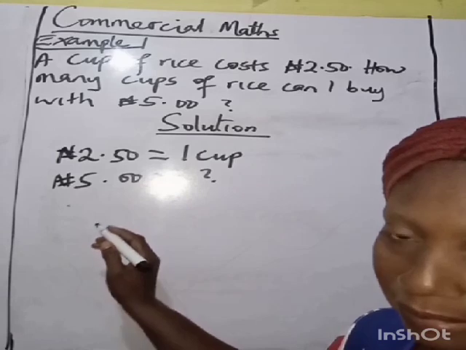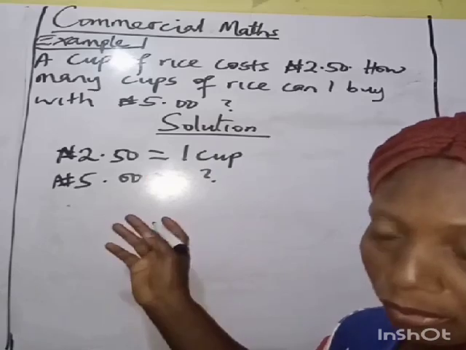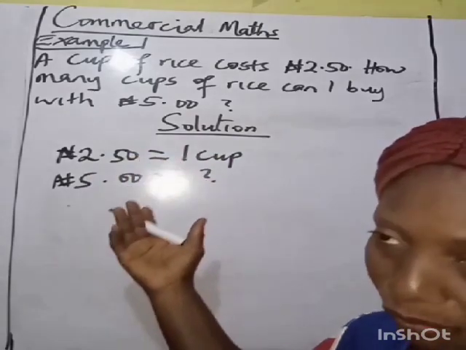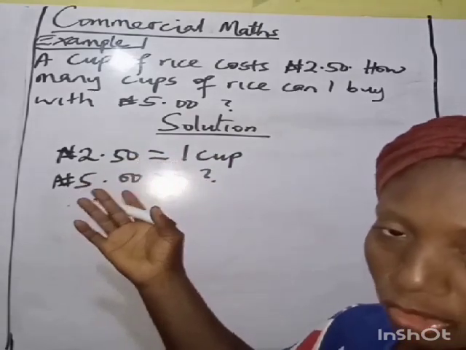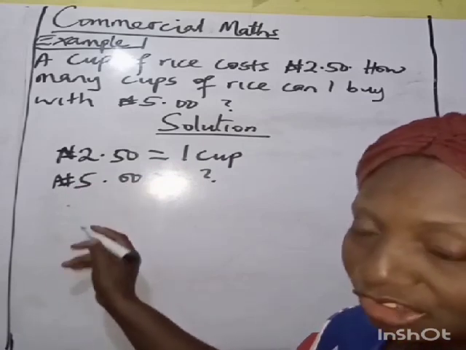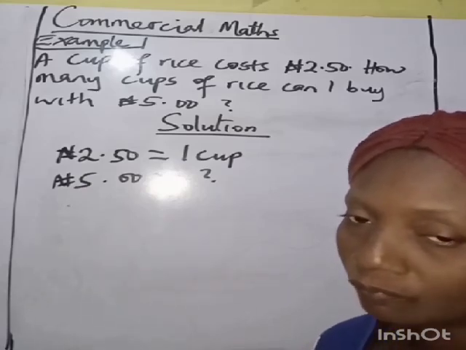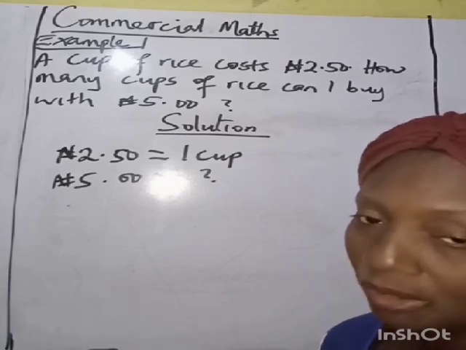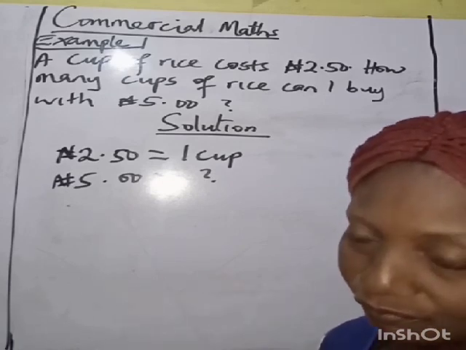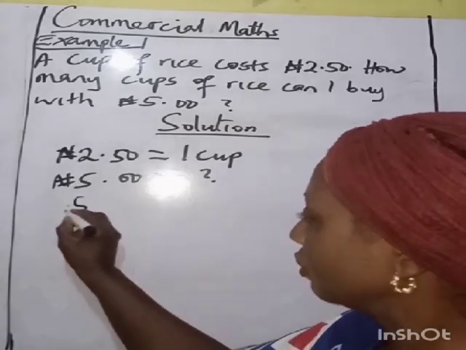And before you start dividing, change the two of them to the same unit. 5 naira, change it to kobo, because the other unit, 2 naira 50 kobo, already has kobo. Change the two of them to kobo, so that they can be in the same unit. So 5 naira changed to kobo, 1 naira is equal to 100 kobo. So 5 naira should be 100 kobo times 5. That will give you 500 kobo.